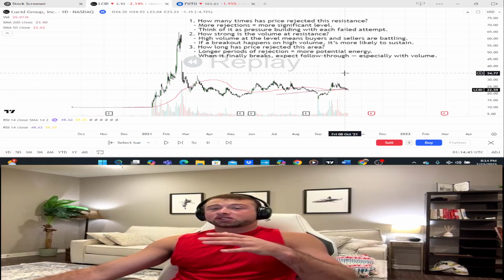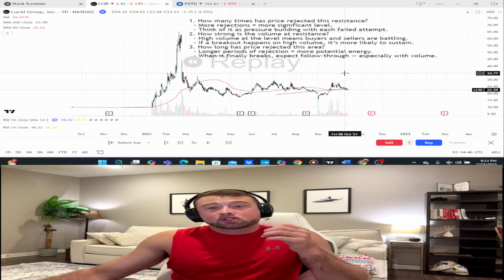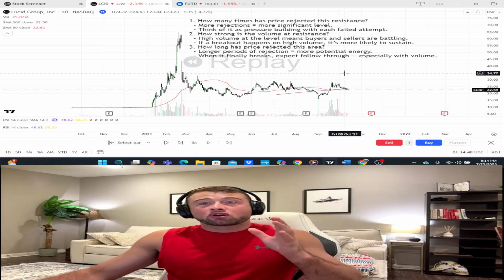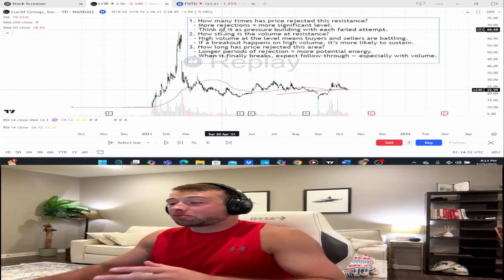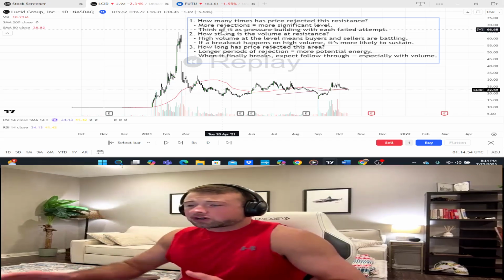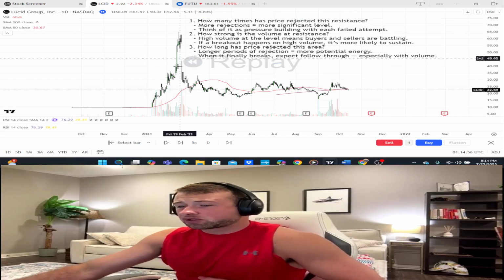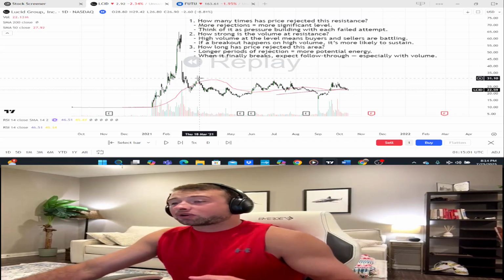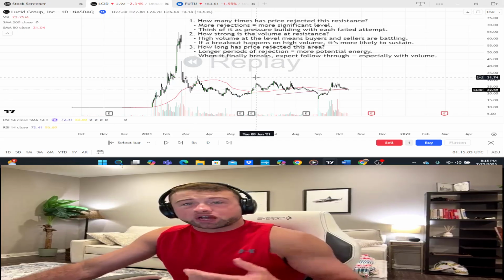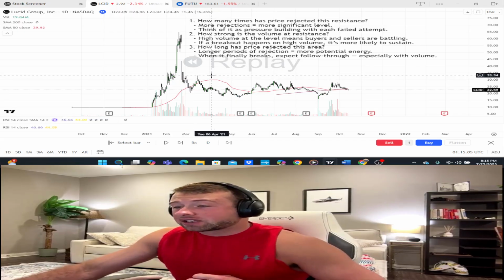Okay? The key to a high probability breakout starts with recognizing a strong resistance. And asking yourself 3 questions will help you determine the strength of a resistance. The first is, how many times has price rejected this level? Okay, so here's a great example in Lucid that we'll get into in just a minute, where price rejected 6 different times at this key resistance level.